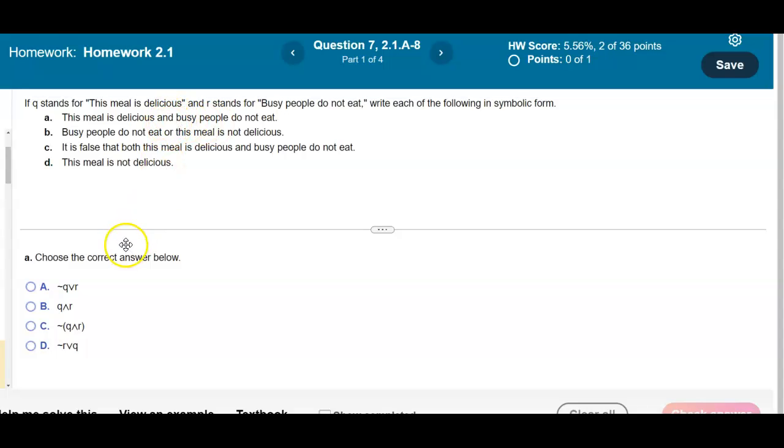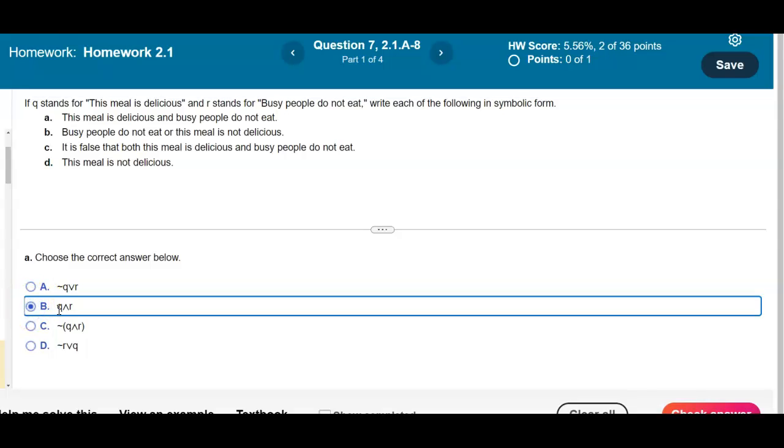Now, the word and, okay, we have to figure out which symbol it is. Well, it's going to be this symbol here. And we know that Q stays the same and R stays the same, so it's going to be B. So that's going to be Q and R, or this meal is delicious and busy people do not eat.